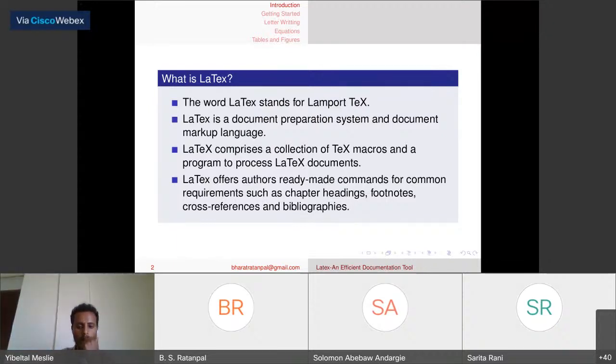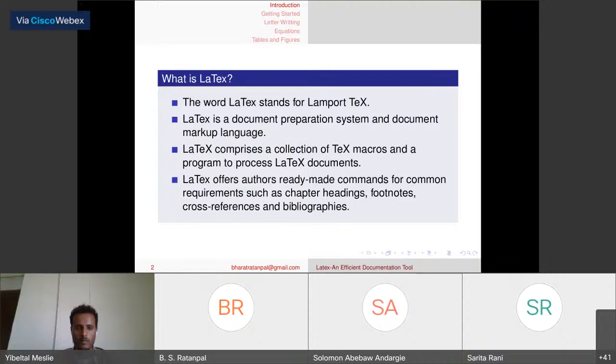The word LaTeX stands for Lamport TeX, and LaTeX is a document preparation system. The LaTeX commands look the same as HTML, so that is again a markup language. Behind the LaTeX commands, there is code known as macros, or a program that processes the LaTeX document.